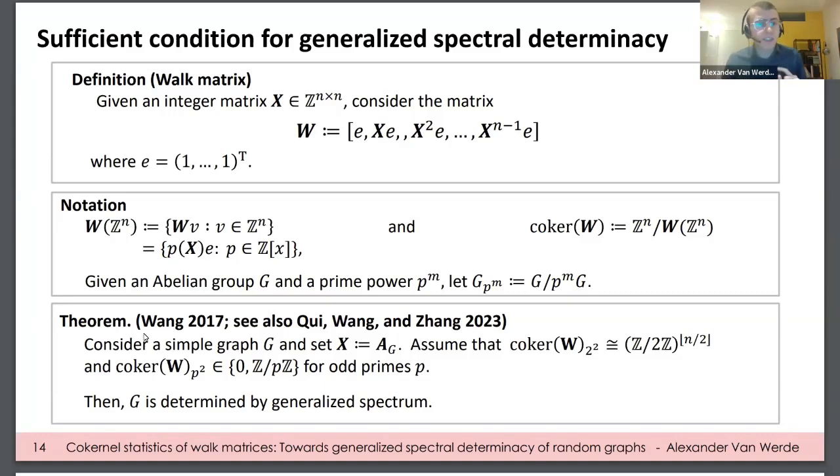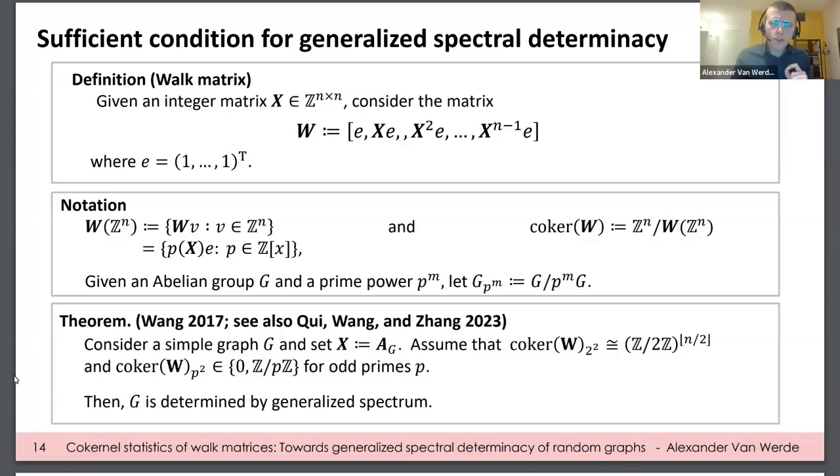Let me also emphasize that in Wang's result, this is for simple graphs, so undirected and without self-loops. I will later in my talk be focusing on directed graphs, and that's for technical reasons of my proof techniques, which I hope to overcome in the future. But what I do want to emphasize here is that Wang's criterion is only for simple graphs. So there will be some spacing between my results and this result.